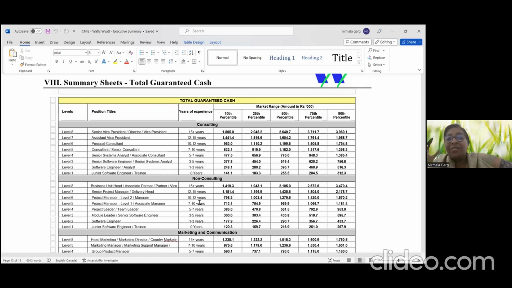For example, say your HR senior vice president is getting a salary of 35 lakhs. All right. What? A senior vice president, director, or vice president is getting 35 lakhs.